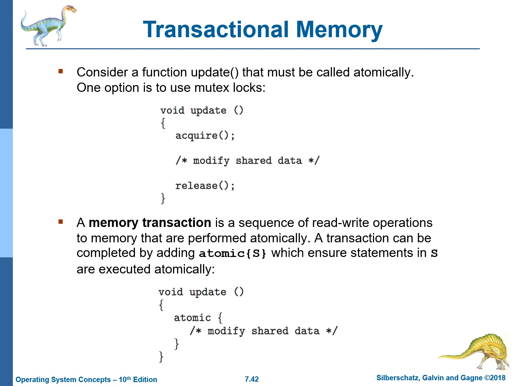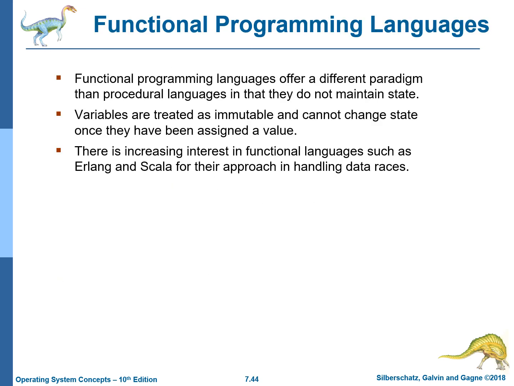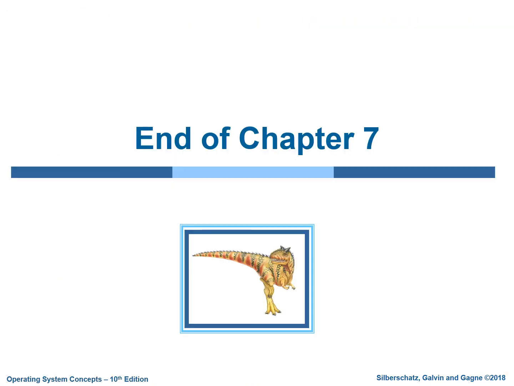Additional information about the examples of how process synchronization is being implemented. Antaranya transactional memory, OpenMP, okay, functional programming. Okay, so that's all for the process synchronization topic.